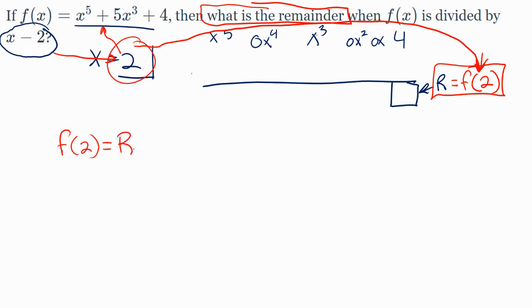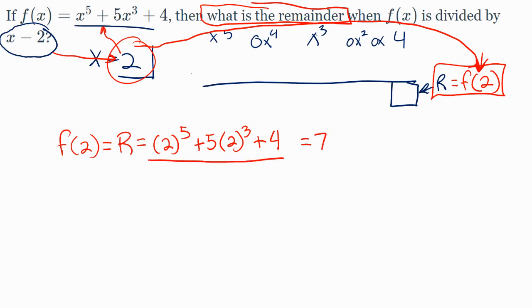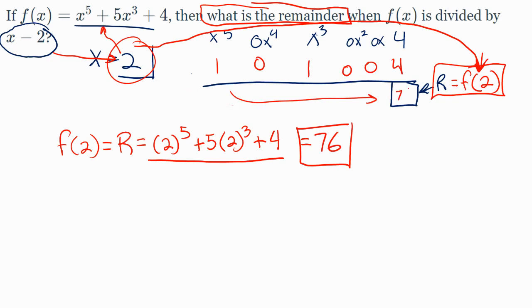So the remainder that I'm looking for is going to be 2 to the 5th plus 5 times 2 to the 3rd plus 4. If I just throw that into my calculator, I should get 76. And if I actually did all the work of synthetic division with my 1, 0, 1, 0, 0, 4, and worked it all the way through, I would get 76 as the result of my division.